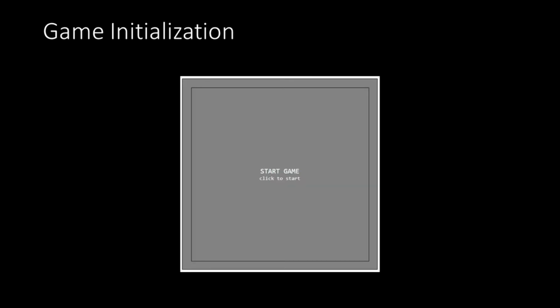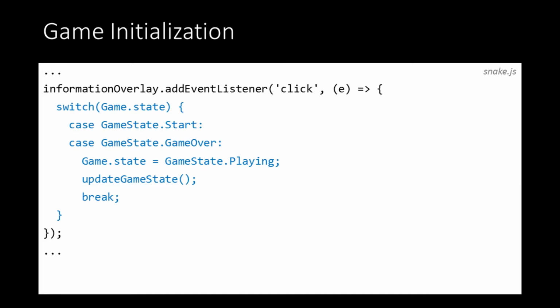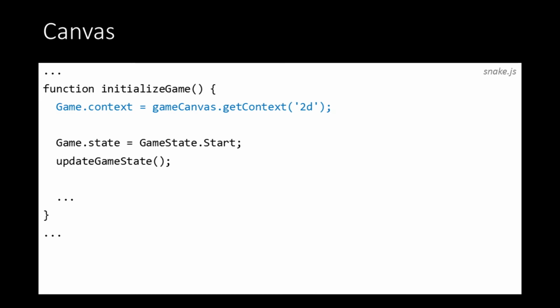Now for the click to start to work, we need to add a click event to the information overlay. Inside this event we'll add a switch statement which tests the game state for GameState.start and GameState.gameOver. This sets the game state to GameState.playing and updates the game state. Now in order for us to draw onto the canvas, we need the canvas context. This is kept as a property inside the game. Now we get the canvas context with the getContext function and we pass in the parameter 2D.